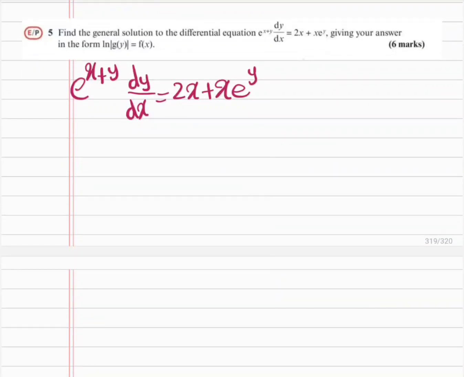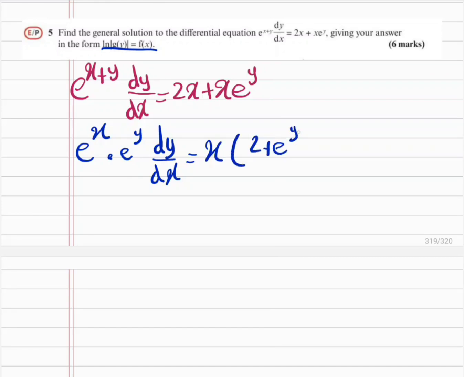So we have this differential equation and we want to solve this and give the answer in this form. We can use separation of variables, but before that we need to factorize the right hand side. Also, it's good to rewrite the left hand side as e to the x times e to the y times dy by dx is equal to. Now let's factorize the right hand side, so we can take a factor of x, and that gives us 2 plus e to the y.